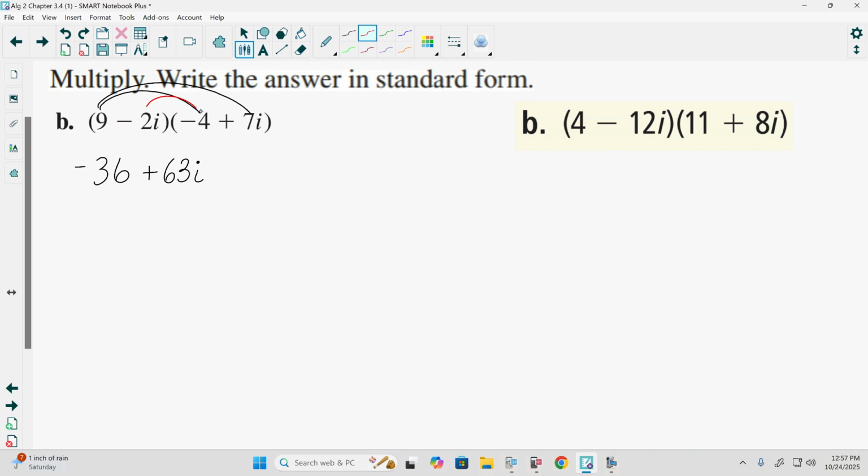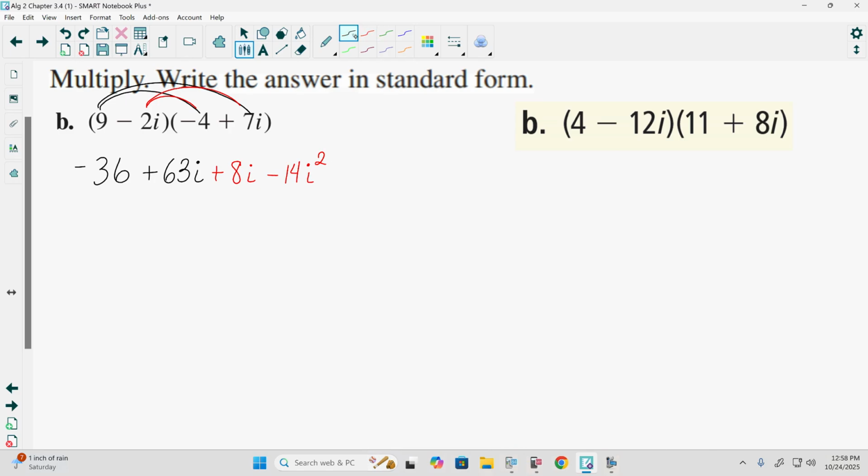Now we're going to do the same thing with negative 2i. Negative 2i times negative 4, negative 2 times negative 4 is going to be positive 8i. And negative 2i times 7i, negative 2 times 7 is going to be negative 14i squared. Now we just need to simplify.